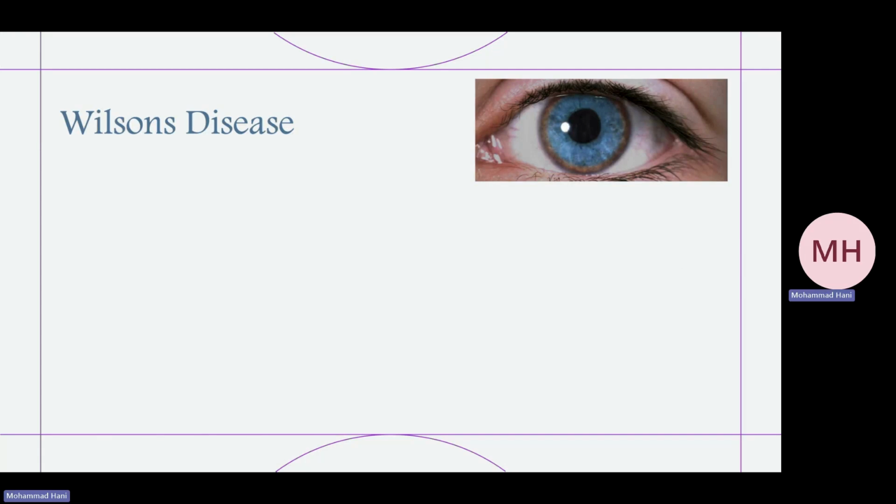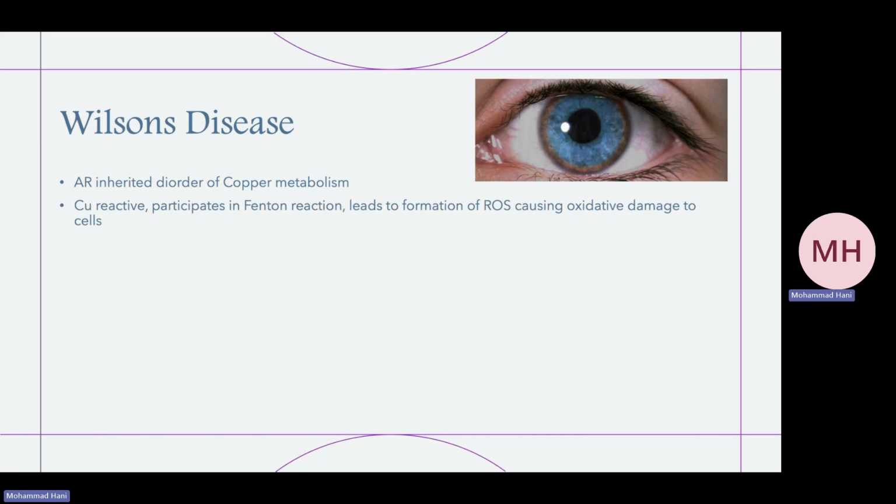Next, we have Wilson's disease. Wilson's disease is also an autosomal recessive inherited disorder of copper metabolism. Again, copper is reactive like iron, participates in the Fenton reaction, and can also cause ROS formation. Now, what is the pathogenesis of Wilson's disease? Basically, it's also a mutation in one of the copper-related proteins. It's called ATP7B, a copper binding protein.